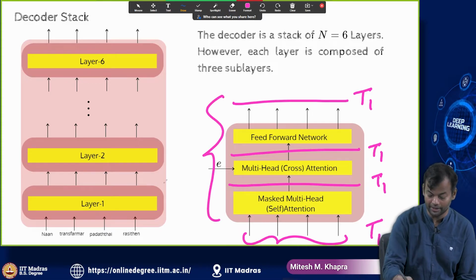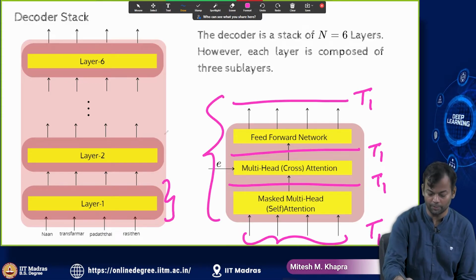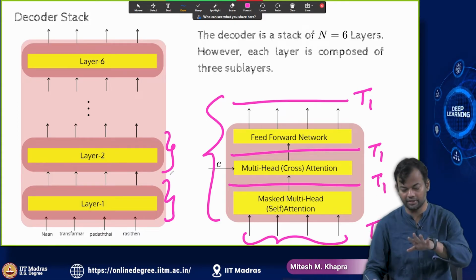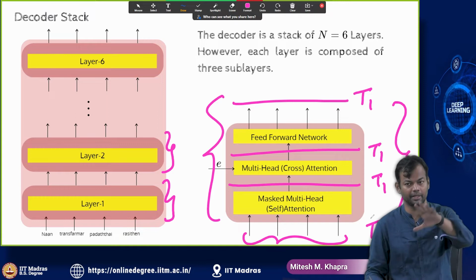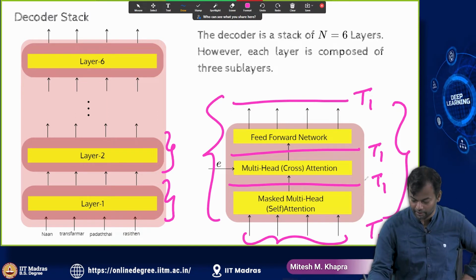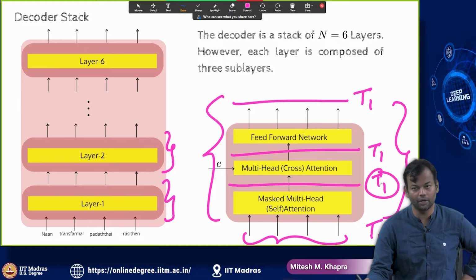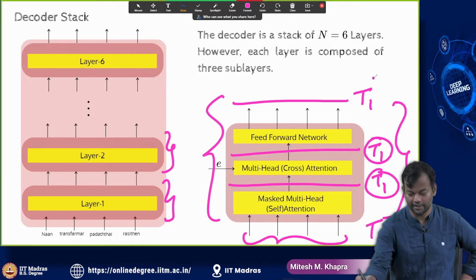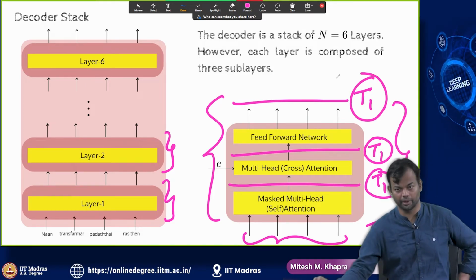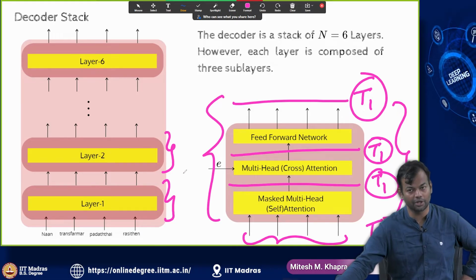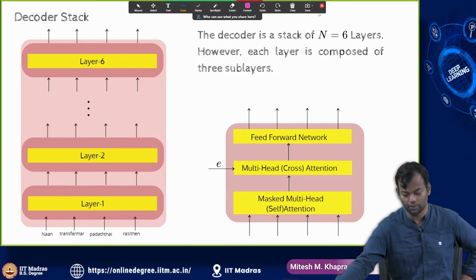This is one layer. Then these T1 outputs would feed to the next layer, and again the same processing would happen, right? And all of this entire block is happening in parallel, right? All these computations are happening in parallel. Of course, what I mean by that is all these T1 outputs are getting computed in parallel, then all these T1 outputs are getting computed in parallel, then all these T1 outputs are getting computed in parallel, right? So now what is this masked and what is the multi-head cross attention? These are the two things that we need to understand.